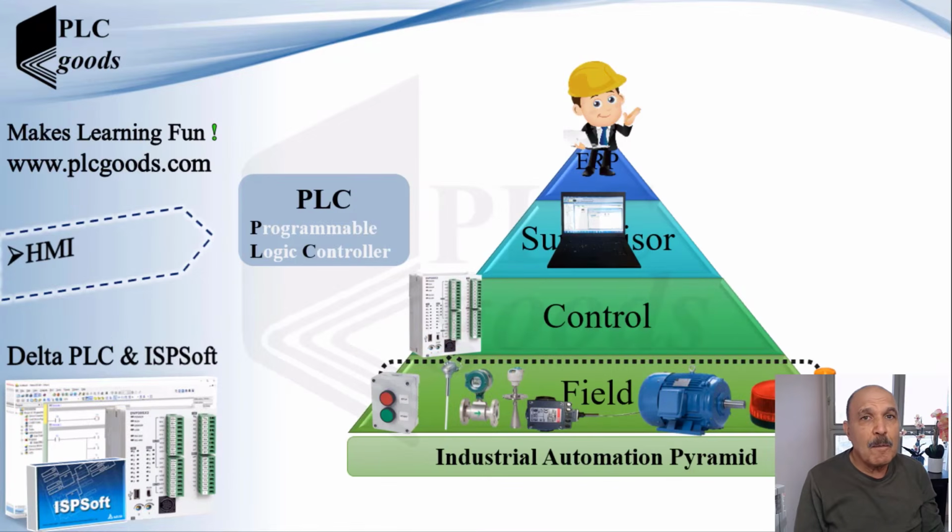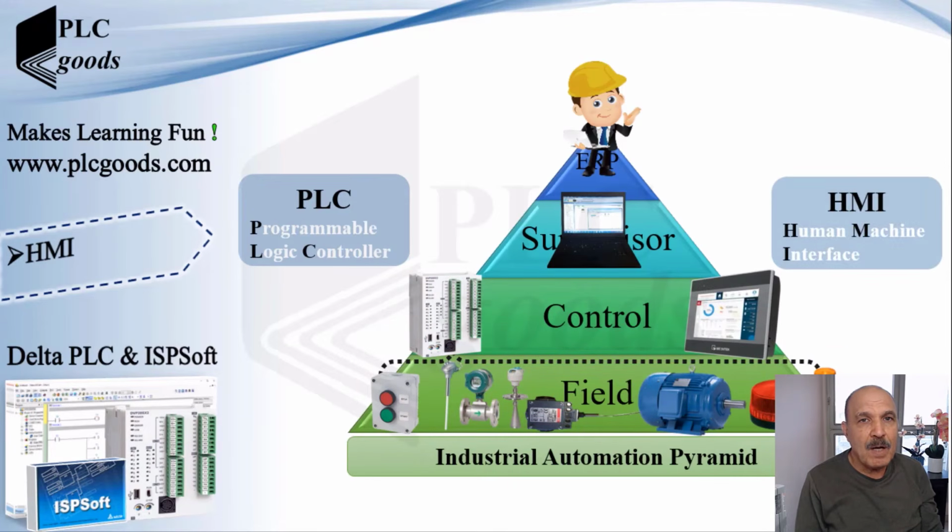In video lesson number 24, we examine human-machine interfaces, or HMIs, and their integration with Delta PLCs. HMIs, necessary and fundamental in industry, enable real-time data display and user interaction by means of graphical interfaces. We showcase the process of connecting an HMI to a Delta PLC using EasyBuilder 8000 software.